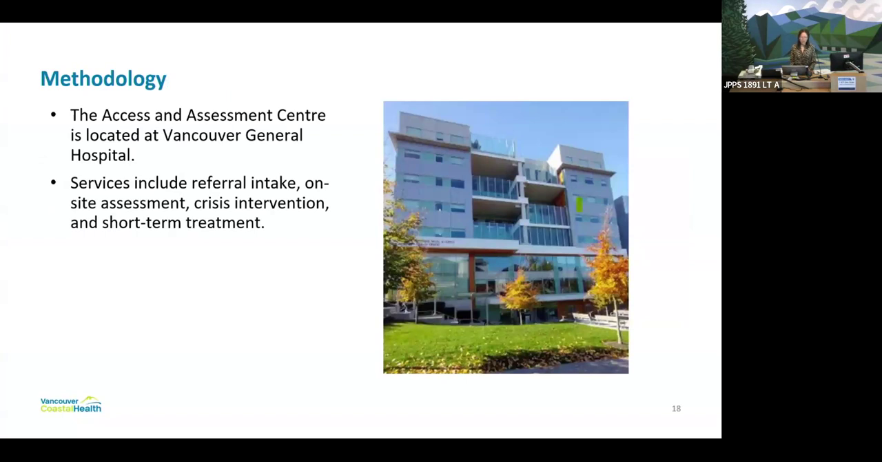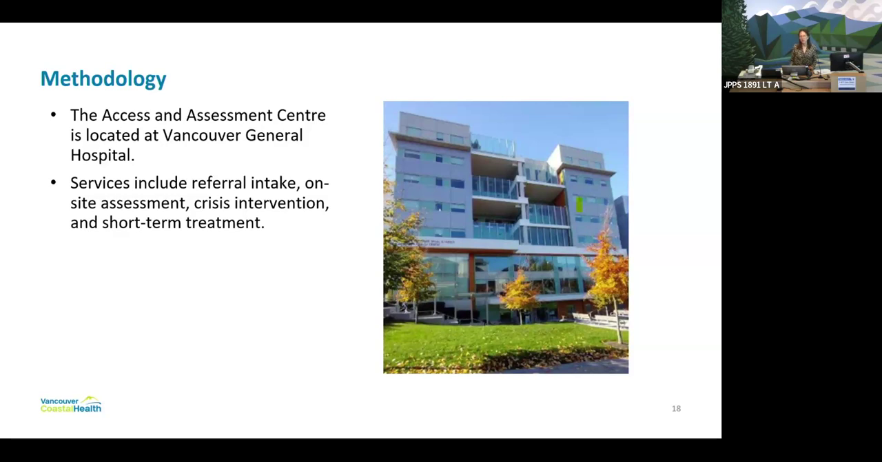So, methodology. Our study site was the Access and Assessment Center, which is located here at Vancouver General Hospital. The Access and Assessment Center provides a myriad of services, which includes referral intake, on-site assessment, crisis intervention, and short-term treatment. Their services are provided by phone, in the office, virtually, or by outreach. They also perform mental health and substance use assessments, referral to VCH mental health and substance use services, information and support to access VCH addiction services, admissions to VGH inpatient psychiatry, and crisis intervention and support.